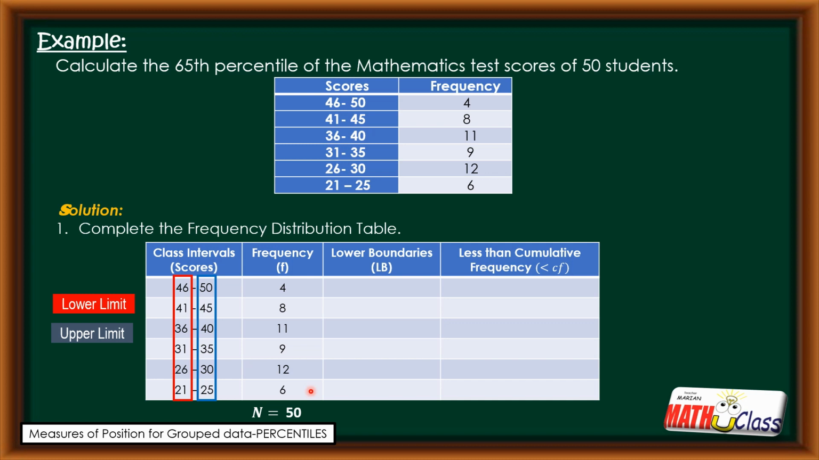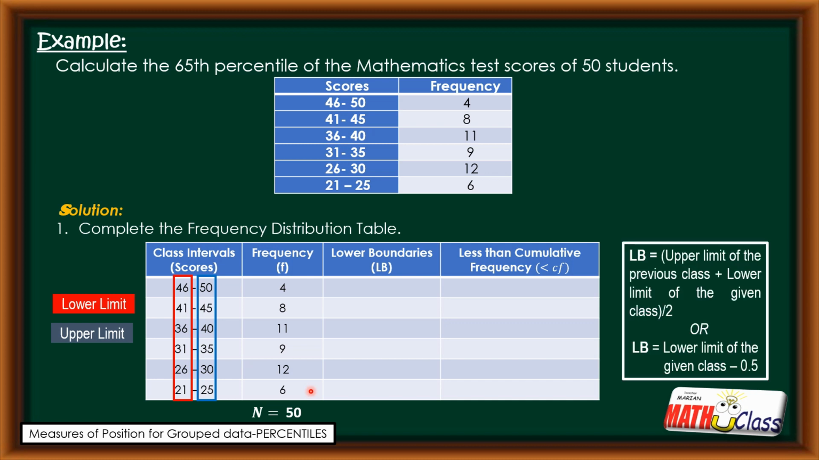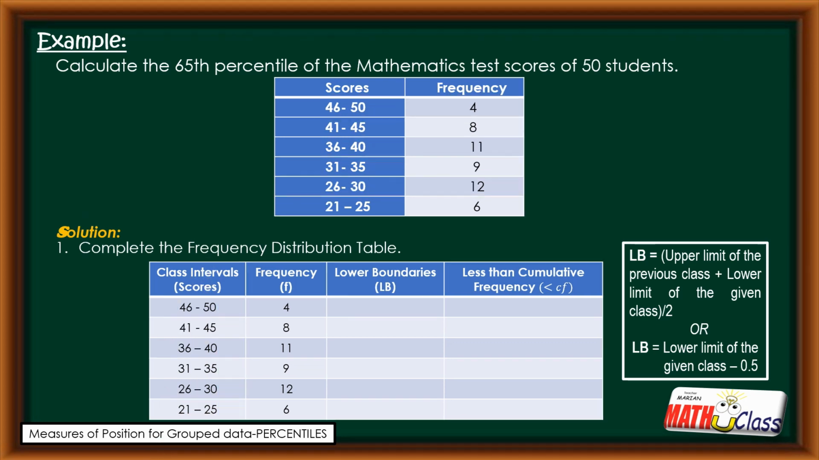Next is to get the lower boundaries. The simpler way to do it is to subtract 0.5 from the lower limit of the given class. So let's start from the bottom. The lower limit for the class interval 21 to 25 is 21. So 21 minus 0.5 is equal to 20.5. Let us fill in the rest of the lower boundaries column in the same way. By doing so, we were able to arrive at these entries.